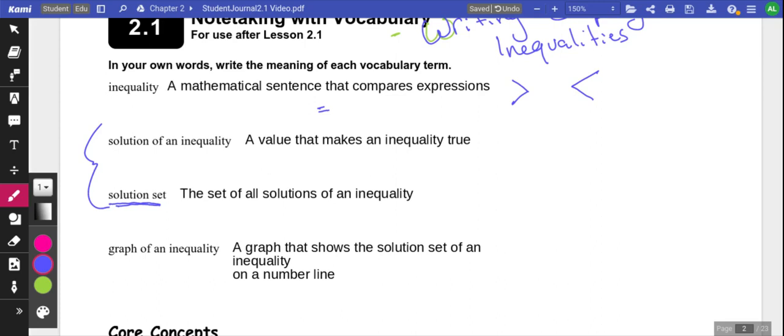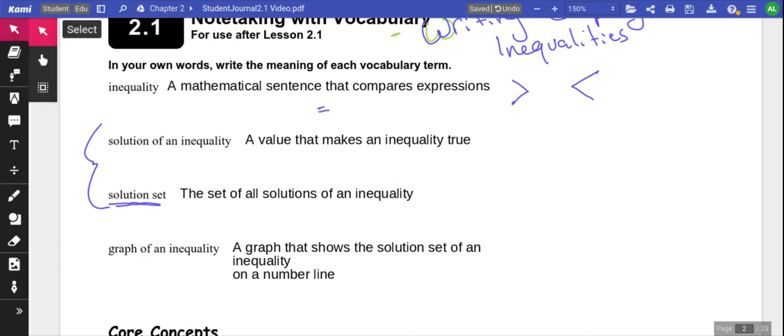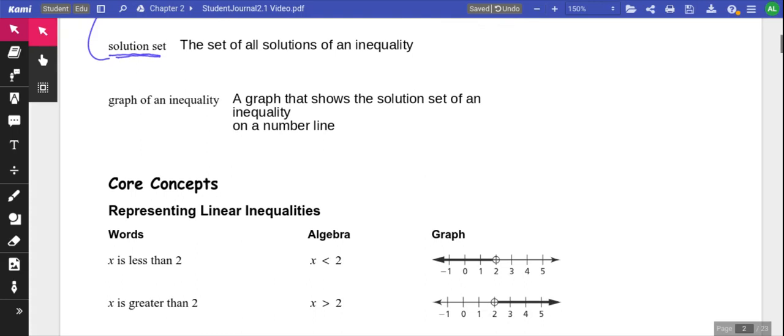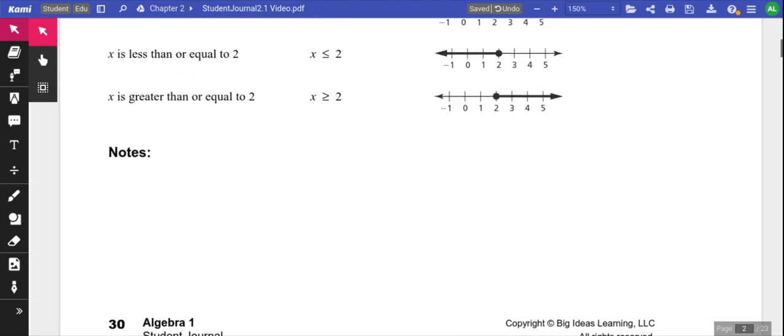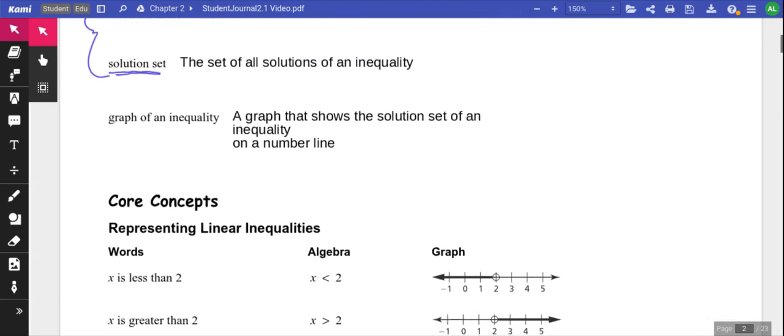And then graph of an inequality, what we're going to be doing here in this chapter are just those simple kind of number line graphs that we've seen before. Okay, so these graphs over here. Oh, I should have told you guys what page this is. This is page 30 in your student journal.